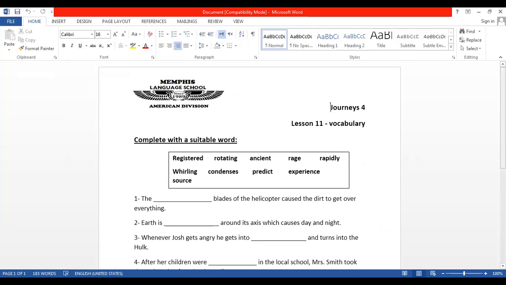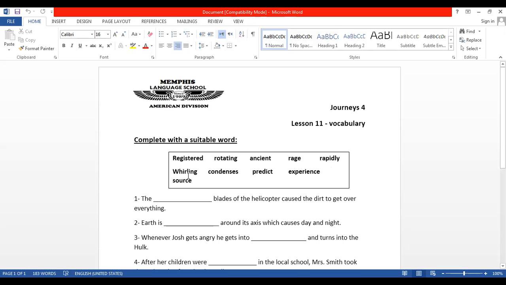Okay, so complete with a suitable word. We have the word registered. Remember, what does it mean? To record information. Rotating, which means spinning and turning. Ancient, which means, you remember? Very old, really old. Rage, extremely angry, very angry and violent. Remember? Rapidly, which means fast.